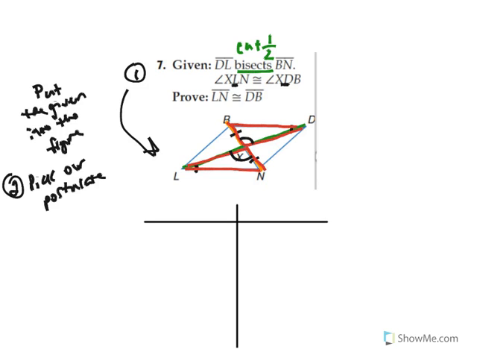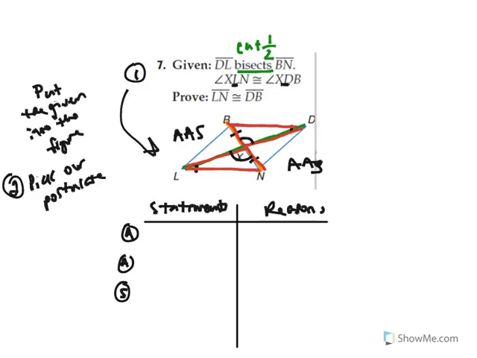Okay? So let's pick our postulate. We have angle, angle, side. Angle, angle, side. That is our postulate. Let's fill out our proof: statements, reasons, and then we put our postulate over here, right? Angle, angle, side. This becomes our to-do list. So the first angle that we know is congruent: angle XLN is congruent to angle XDB. How do we know this?